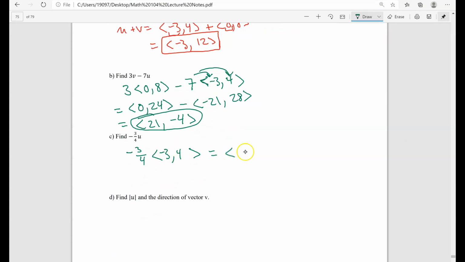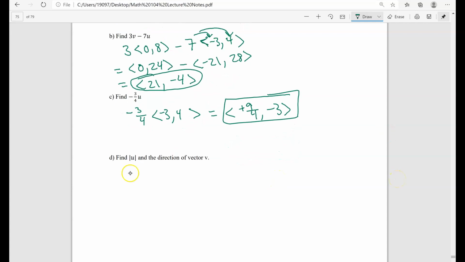So you're going to have 9/4, comma, -3. Okay, so this is going to be my new vector when I multiply it by 0.75. Okay, so now we want to find the absolute value of u, which is basically the magnitude, and find the direction of vector v.